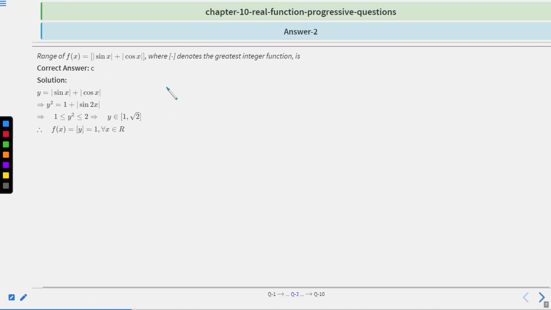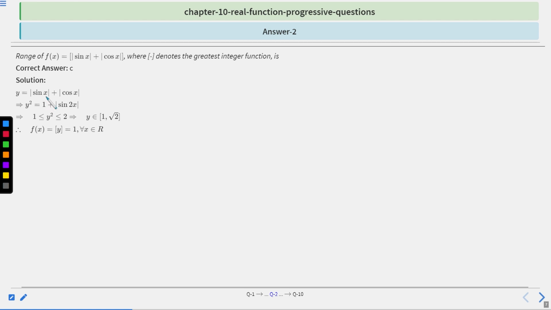Okay, let's move to the solution part. y is equal to mod sin x plus mod cos x. So by squaring both sides, you will get y square is equal to 1 plus mod of sin 2x, right? Because sin square x plus cos square x plus 2 mod sin x mod cos x is 1 plus mod sin 2x, right? So y square is basically between 1 and 2, right? Clear? So y belongs to [1, root 2].